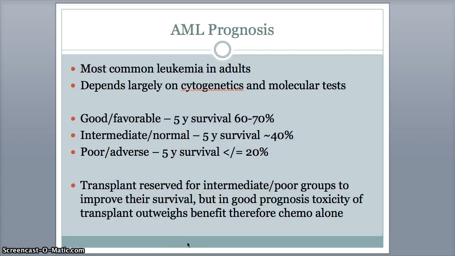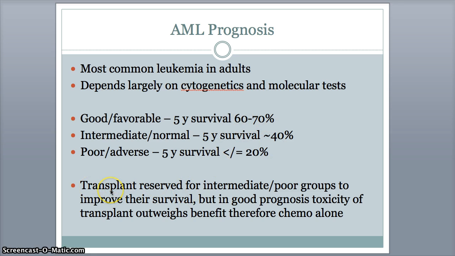When we talk briefly about prognosis, acute myeloid leukemia is the most common leukemia in adults, and the outcomes depend largely on the cytogenetics and molecular testing, which is our best way of risk stratifying these patients. For good and favorable risk patients, their 5-year survival is 60 to 70%. Intermediate to normal, the 5-year survival is 40%, and poor to adverse, the 5-year survival is less than 20%. And these numbers are without stem cell transplant. So we send these intermediate to poor risk patients for stem cell transplant to try to get their 5-year survival up to this 60 to 70%.